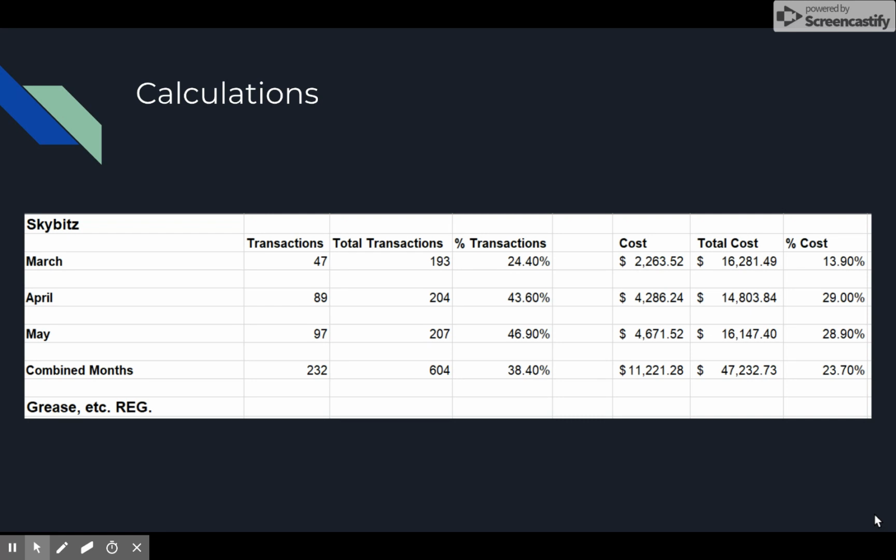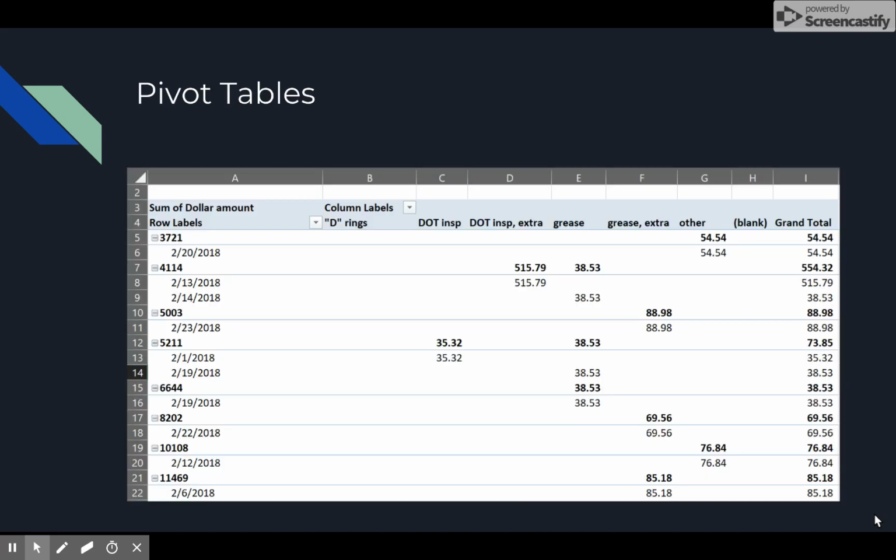We did these calculations for each of the 5 outstanding categories we noticed while entering data for the months March, April, and May, which were skybits, checkups with extra repairs found, Department of Transportation or DOT inspections, and DOT inspections with extra repairs found. We calculated all of these numbers by hand, doing multiple equations for 3 months of each of the 5 categories, which took almost half a day of work.